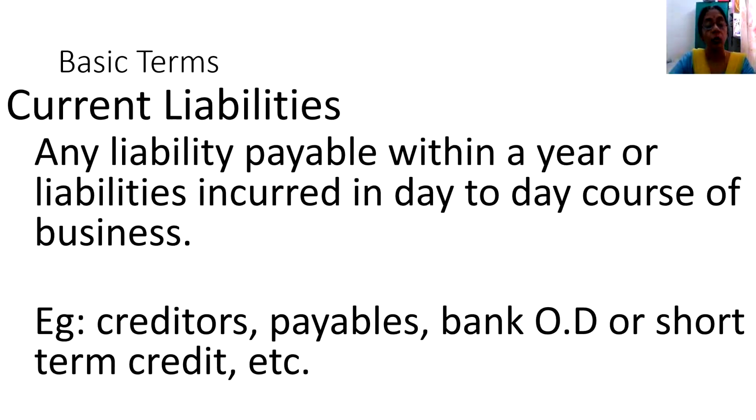For instance, it could be creditors, bills payable, bank overdraft, the loan taken against the current account balance of the businessman, or a short-term credit which happens to be within a period of 1 year. This would be termed as a current liability.